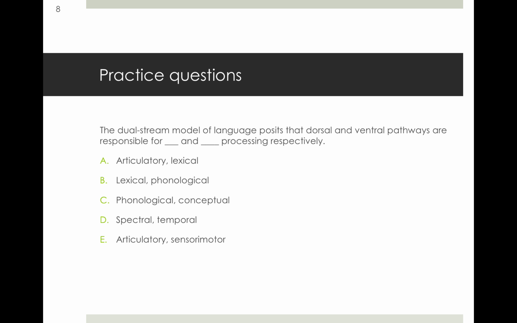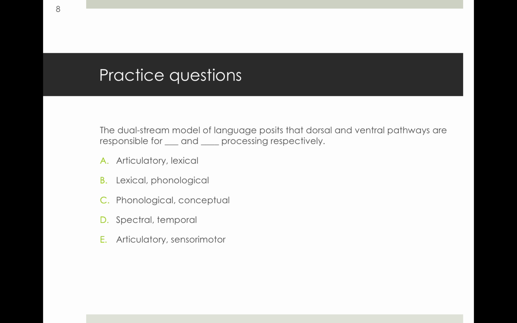Any other questions? Okay, so here is one. The dual stream model of language posits that dorsal and ventral pathways are responsible for what and what processing respectively. Is it for articulatory and lexical? Is it for lexical and phonological? Who thinks it's A, articulatory and lexical? Okay, great. So most people, right.